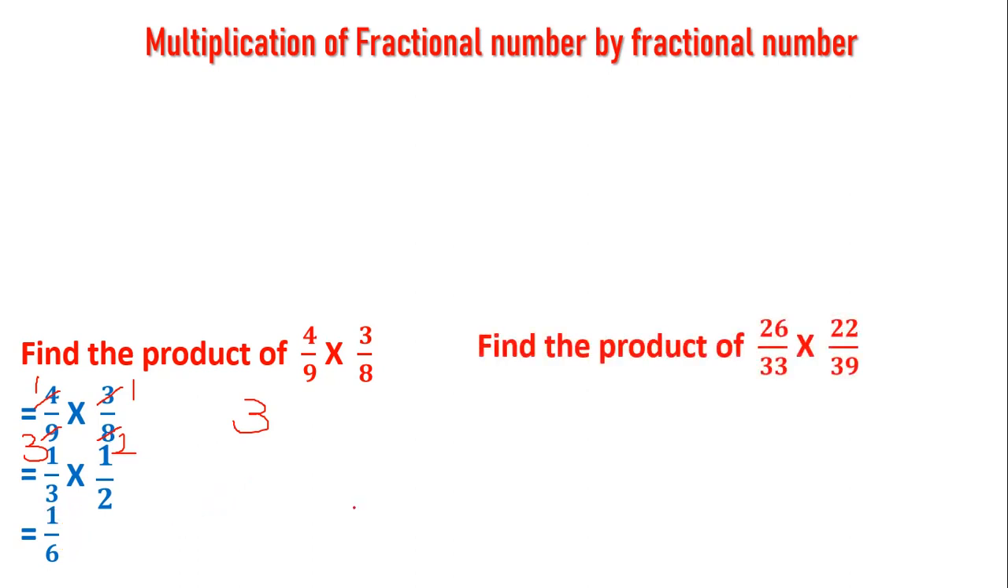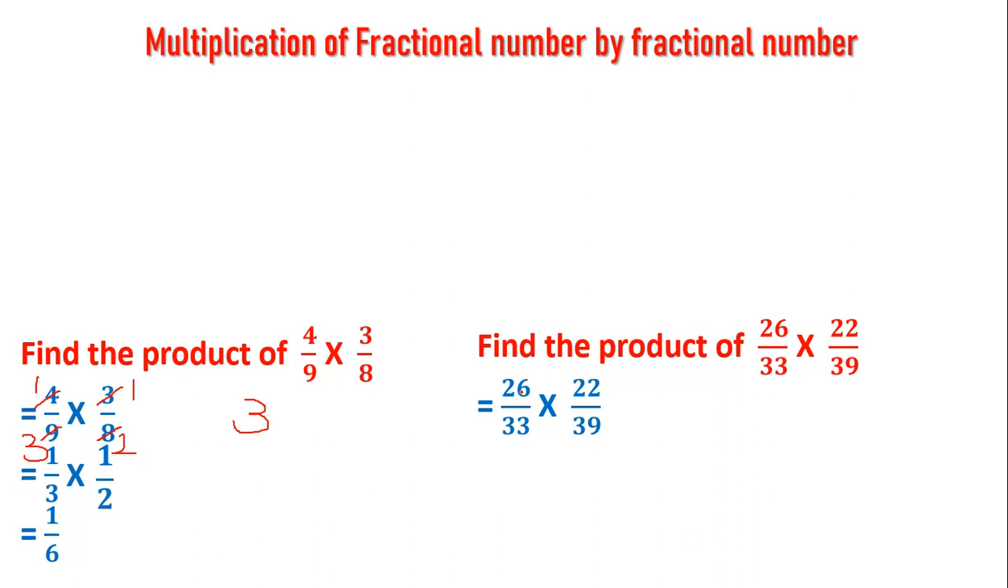Let's take one more problem. Find the product of 26 by 33 into 22 by 39. So first I will write the given fractions as they are. After writing the fractions, we need to confirm whether the given fractions are in the simplest form or not. If they are not in the simplest form, we will convert those fractions into simplest form.